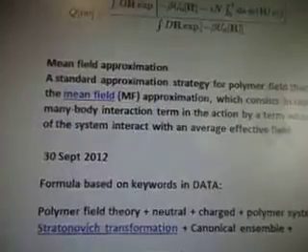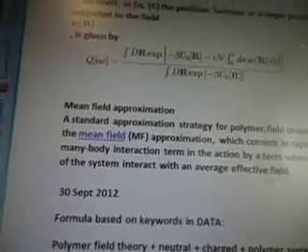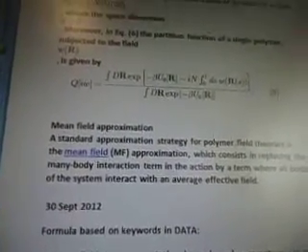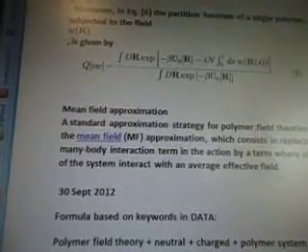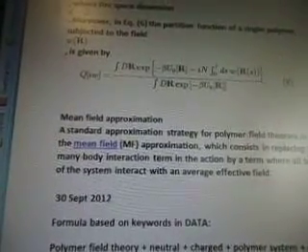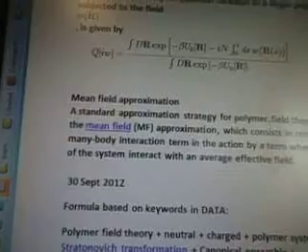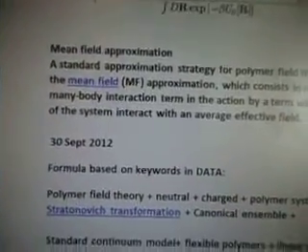equals blah blah blah. Mean field approximation. A standard approximation strategy for polymer field theories is the mean field, MF, approximation, which consists in replacing the many-body interaction term in the action by a term where all bodies of the system interact with an average effective field.